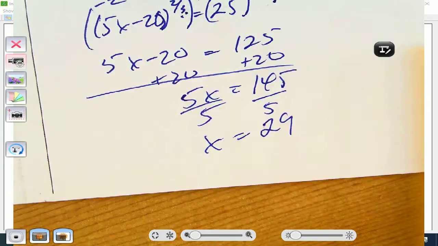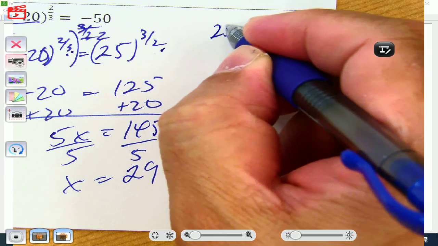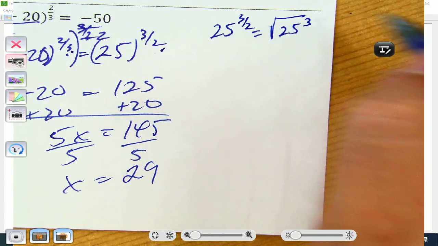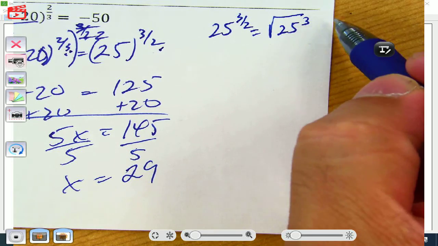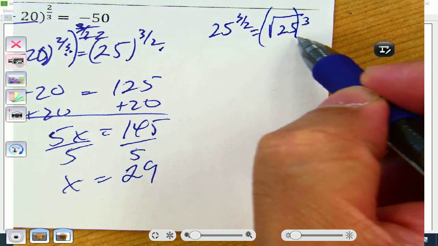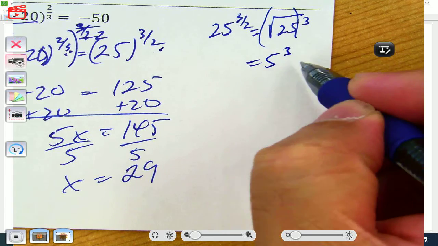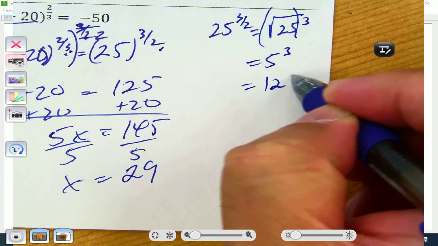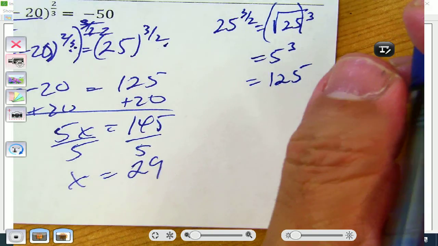All right. So without a calculator, 25 to the 3/2 is equal to the square root of 25 to the 3rd. That denominator of 2 means square root. But it's easier to take the square root first. So it's 5 to the 3rd, and 5 to the 3rd is 5 times 5 times 5, which is 125. Okay. Wow.